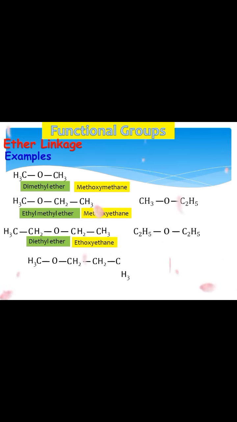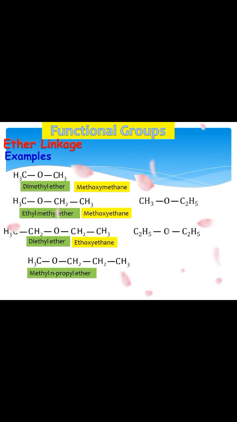I hope this is clear. Now let me tell you this last naming. Again, the R groups are different, so it is named as methyl n-propyl ether. M comes before P. So another option is methoxypropane.